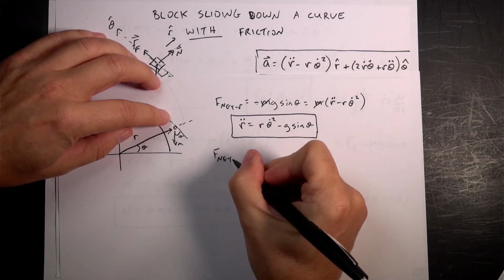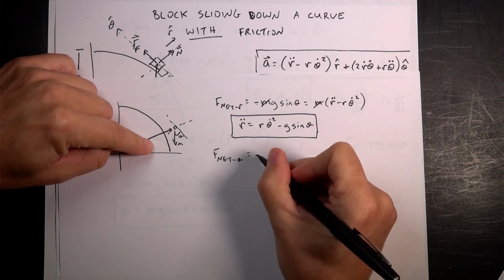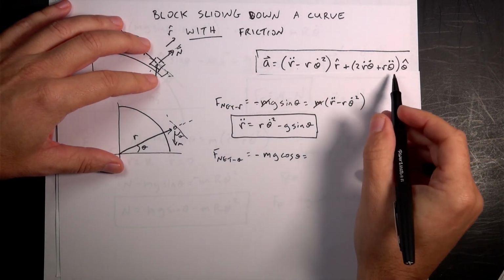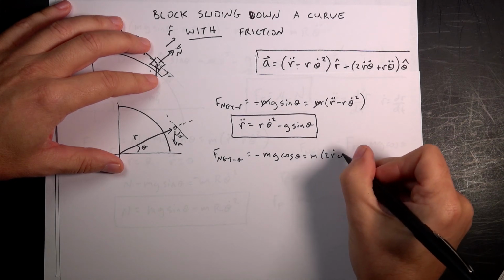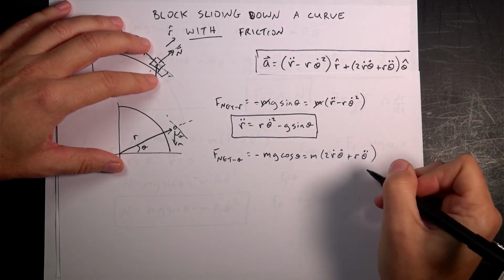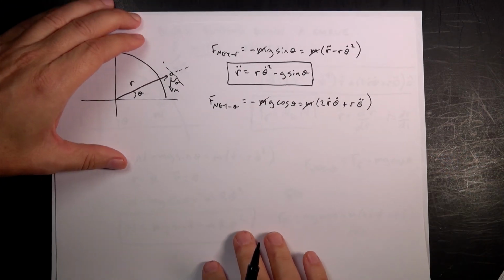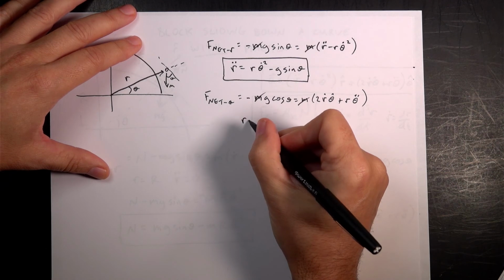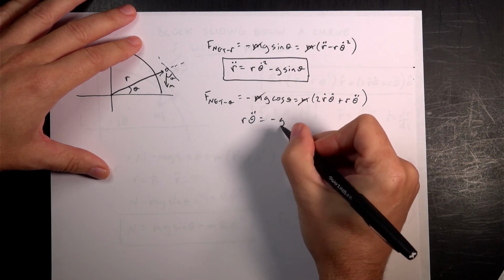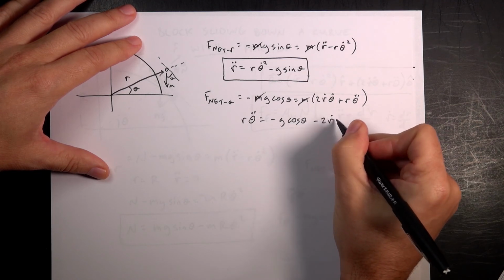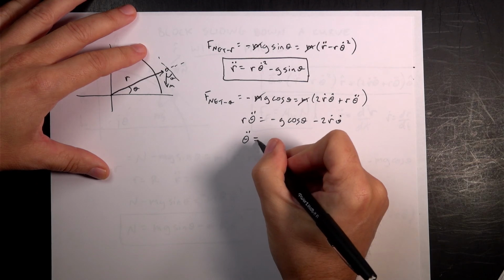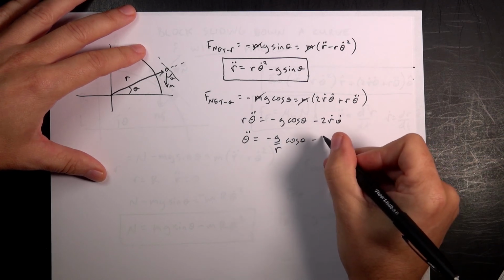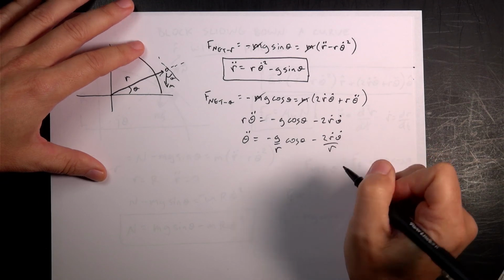So F net theta is going to be equal to negative mg cosine theta, right? It's just this component of the force. And that's going to be equal to this whole thing, mass times (2 r dot theta dot plus r theta double dot). Again, the mass cancels. But now I want to solve this for theta double dot. So I can subtract that term from both sides. I get r theta double dot equals negative g cosine theta minus 2 r dot theta dot, and divide by r. Theta double dot equals negative g over r, that's a lowercase r, cosine theta minus 2 r dot theta dot over r.